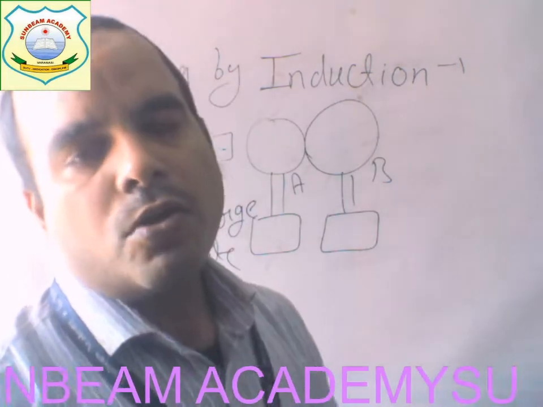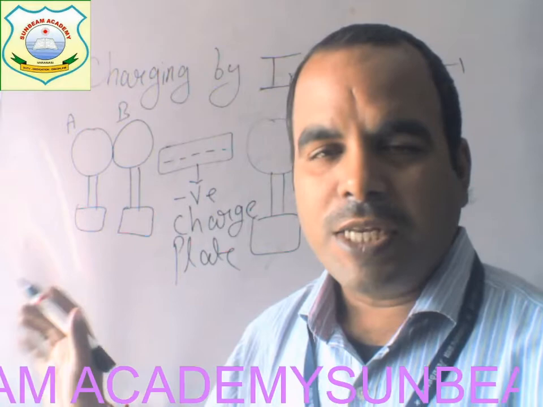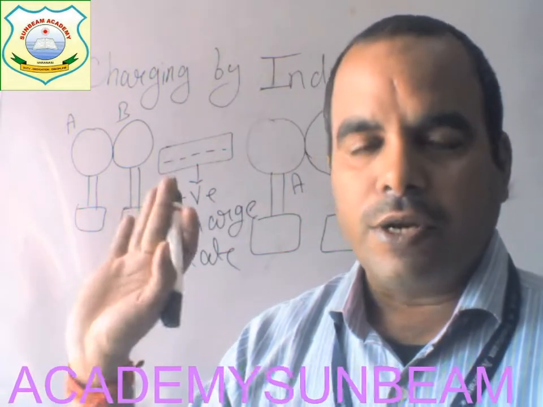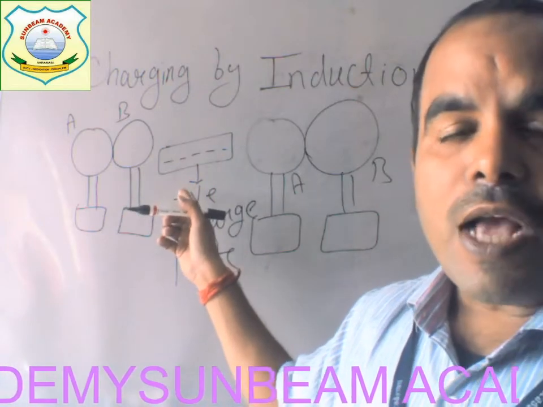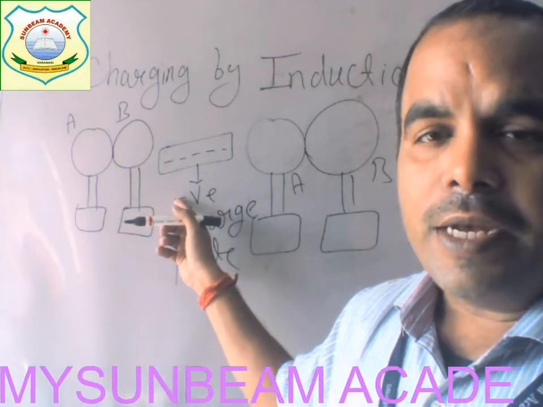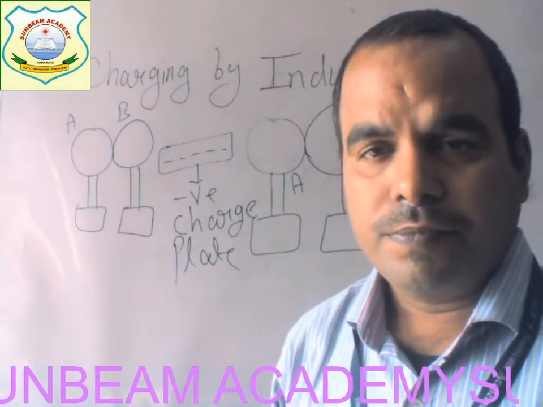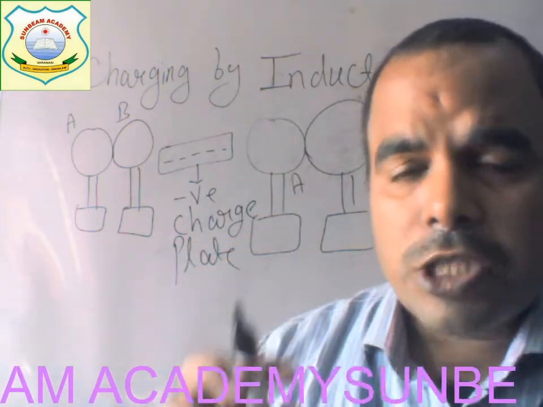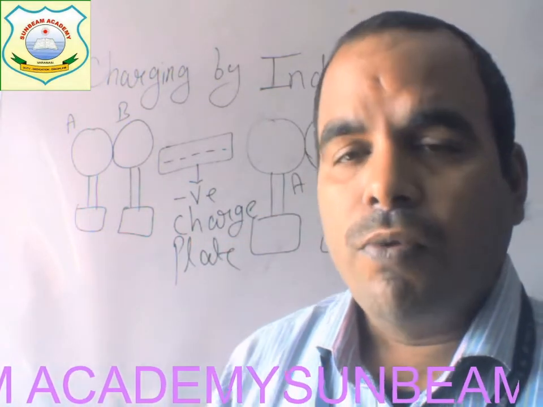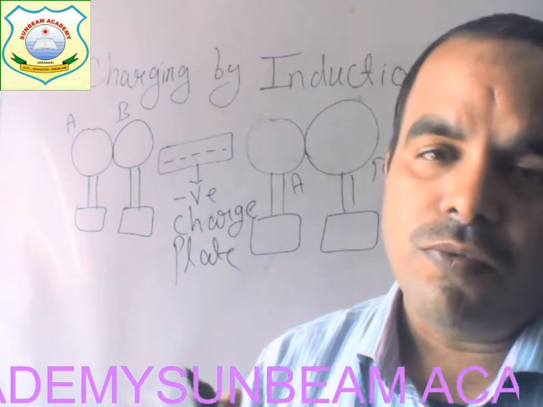I never told that A and B are neutral, but we don't know how many charges are there or what the condition is. Just try to understand: we arrange one negative plate near sphere A. Just read it. Same charges will repel each other and different charges will attract each other.